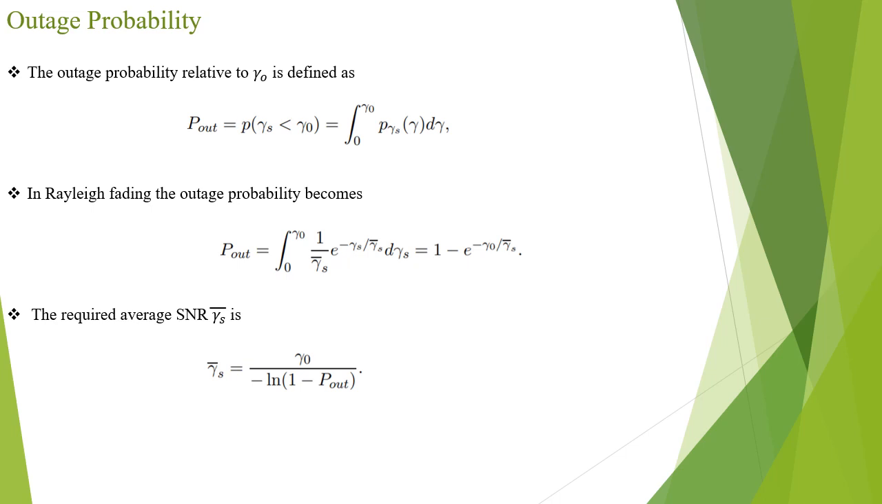Thus, for a BPSK signal in Rayleigh fading, gamma_b less than 7 dB would be declared an outage. So we set gamma naught equal to 7 dB. In Rayleigh fading, the outage probability becomes this one, and the required average SNR gamma_s bar is this one.